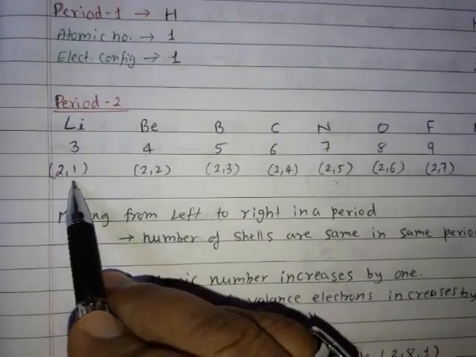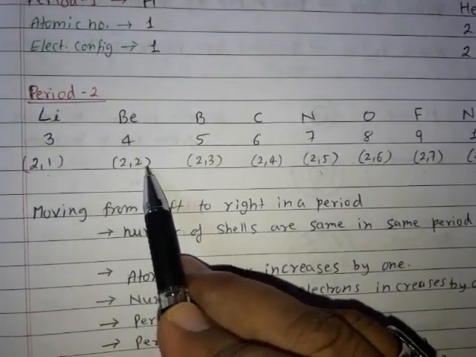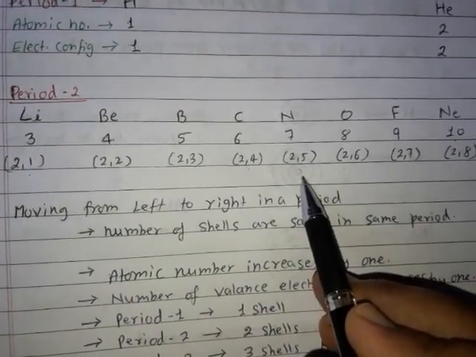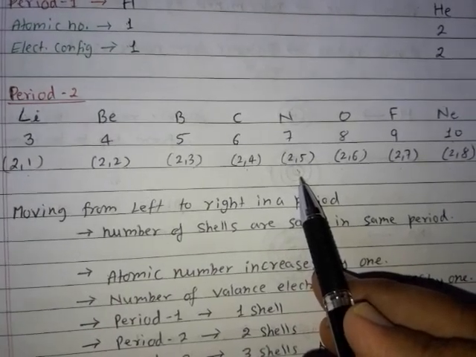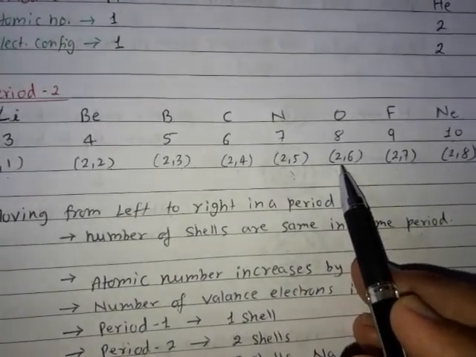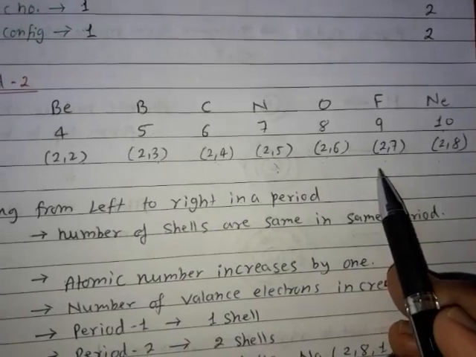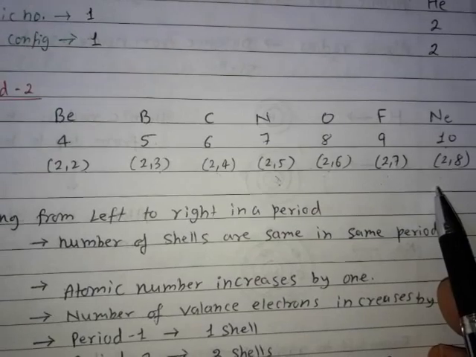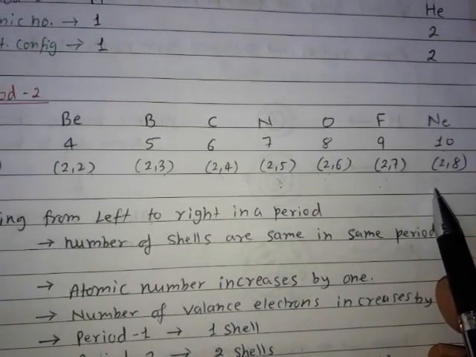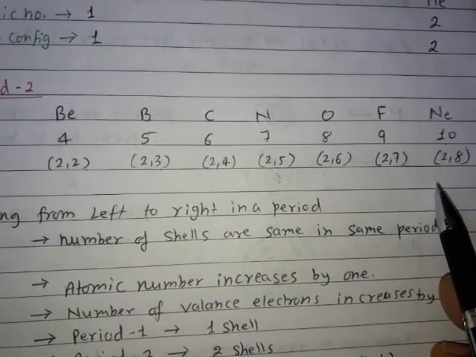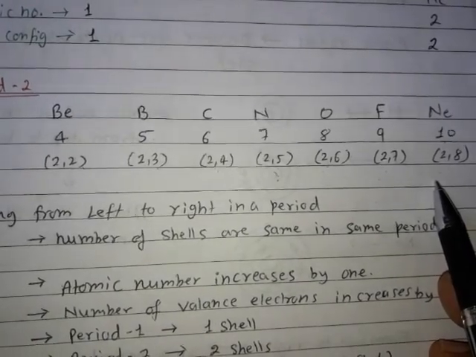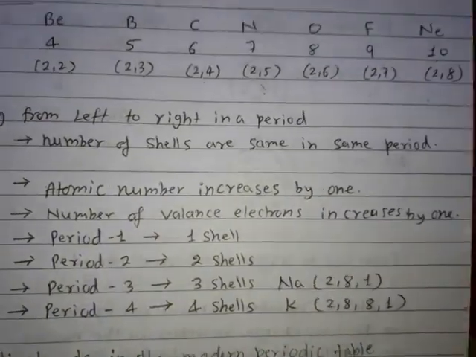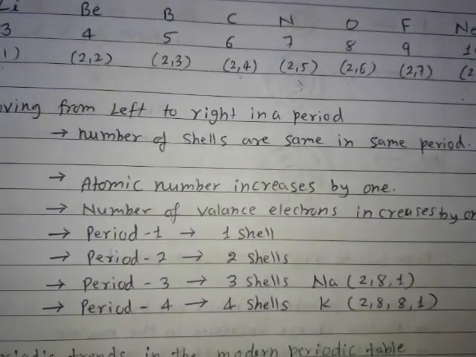The valency of lithium is 1, beryllium is 2, boron is 3, carbon is 4, nitrogen is 3. So 1, 2, 3, 4, 3. The valency of oxygen is 2, the valency of fluorine is 1 and the valency of neon is 0. Since it is an inert gas, a zero group element, they don't take part in any reactions. They neither lose nor gain electrons. Understood that? See the details, every detail is written here.